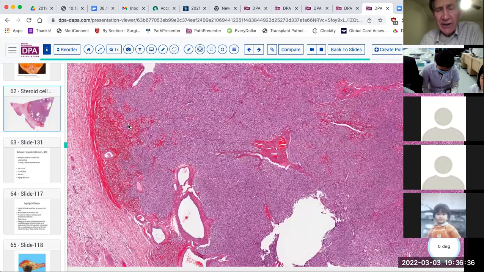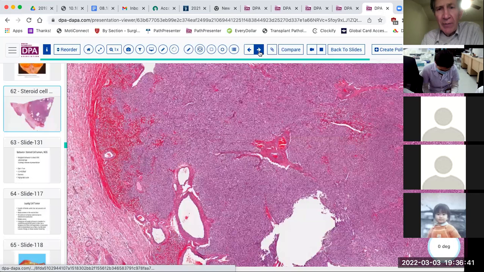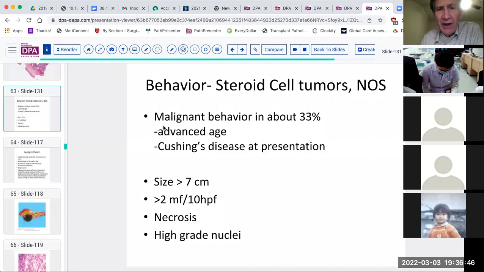In either case, the behavior is usually going to be very favorable, but you do want to be aware of the possibility that the larger ones and advanced age and Cushing's disease, those may be factors that suggest malignancy. Larger size or mitotic activity, other features of malignancy should be considered in terms of these issues as well.